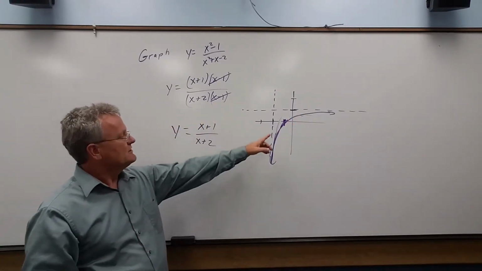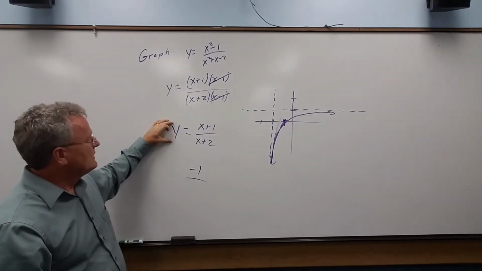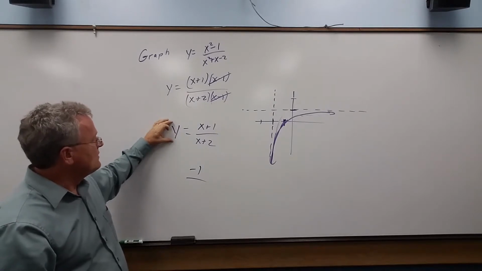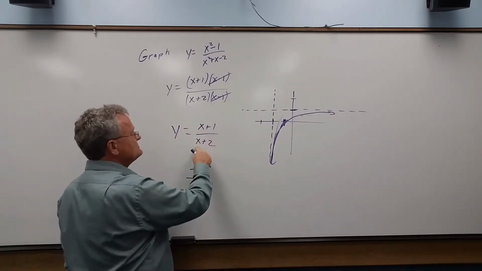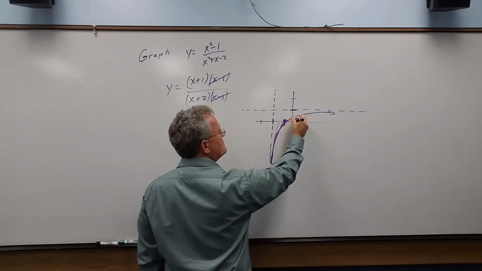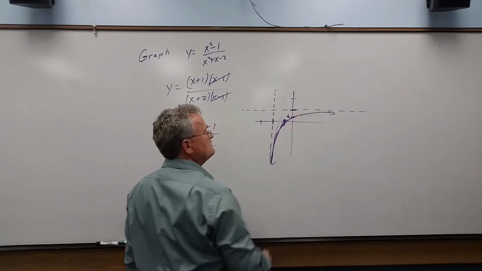And where does it cross the y-axis? Well, when x is 0, y is a half. So when x is 0, y is a half. So that's where it intersects, and it's going to do this.